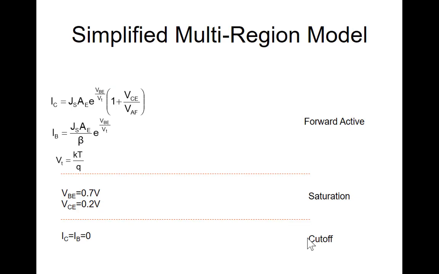So now I can give a piecewise model for the bipolar transistor like we did for the MOS transistor. We have the exponential relationship in the forward active region we developed before. In saturation, we have VBE of 0.7 and VCE of 0.2. And in cutoff, the collector current and the base current are both 0.